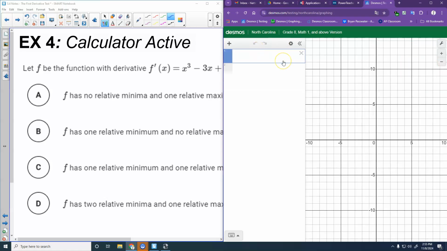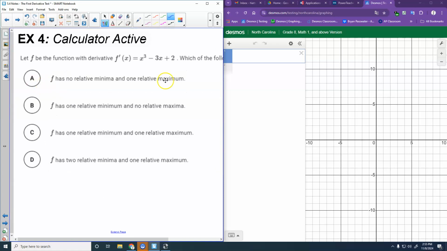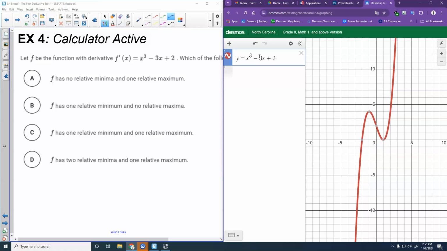All right, so we're going to graph. It's not going to like it if we call it f prime of x. Desmos does not like that unless you've already got an f of x in. So I'm just going to call it y equals x to the third minus 3x plus 2. Okay, so there's the graph.